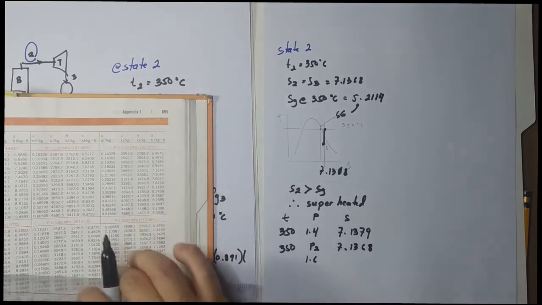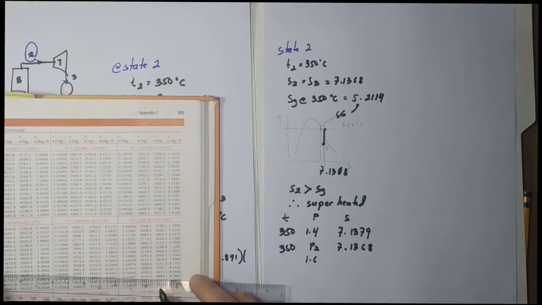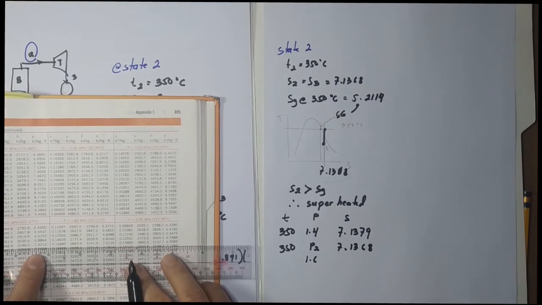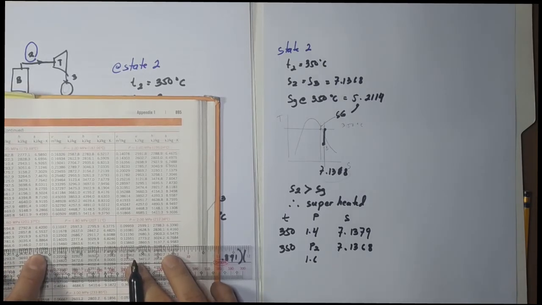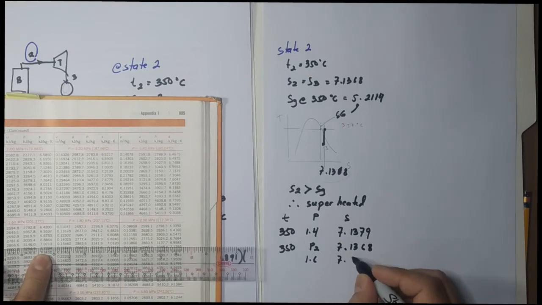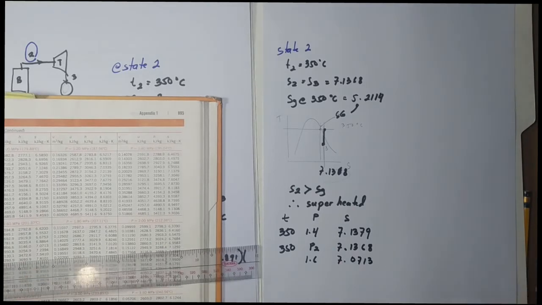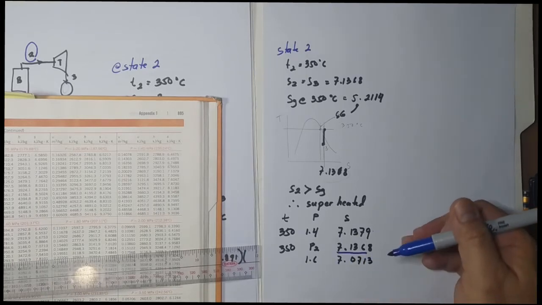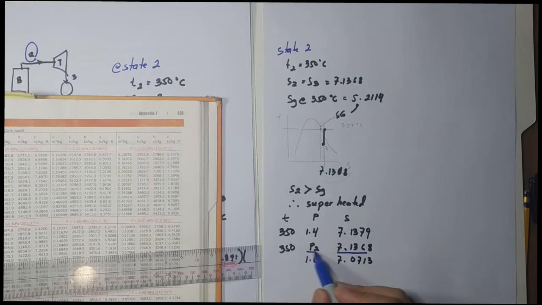Ngayon, pupunta ako sa pressure na 1.6. So, nandito siya sa baba. Okay? So, hanapin ko na, lumalabas na ang entropy sa 1.6 is 7.0713. So, yung given natin, ito, in between siya nito. Ang gagawin natin, interpolate para makuha yung pressure dyan.